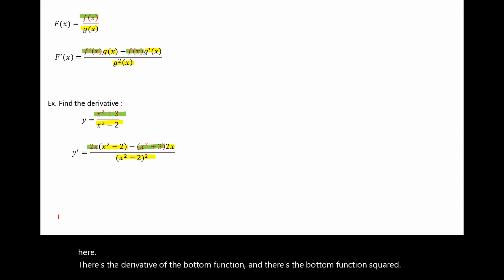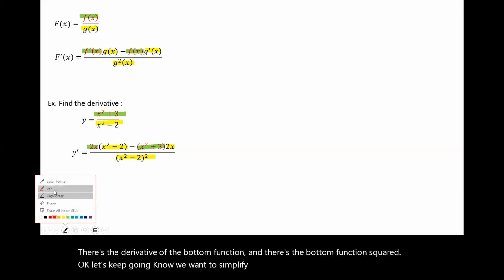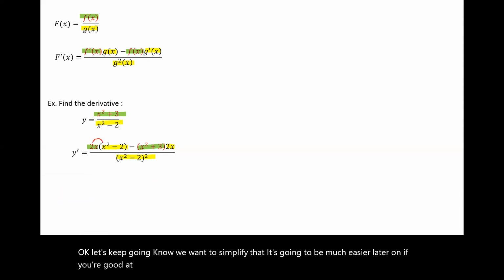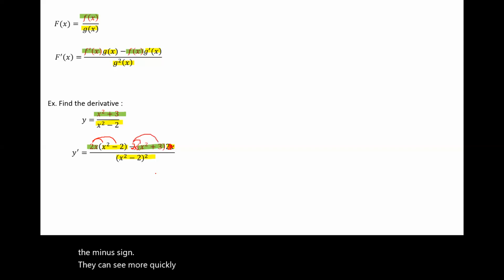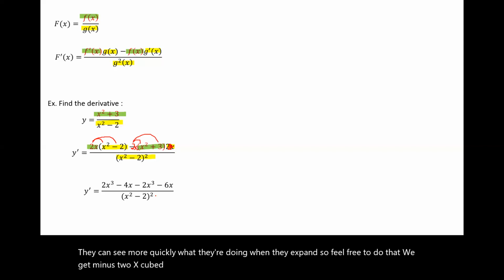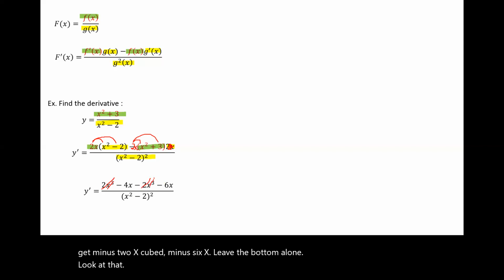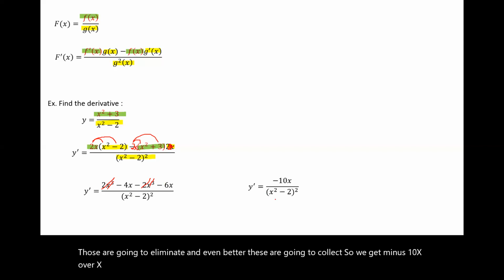Okay, let's keep going. We know we want to simplify that. It's going to be much easier later on if we're good at this. So 2x cubed minus 4x. Some people find it easier, instead of putting the 2x here, to put it out front with the minus sign. They can see more quickly what they're doing when they expand, so feel free to do that. We get minus 2x cubed minus 6x. Leave the bottom alone. Oh, look at that. Those are going to eliminate, and even better, these are going to collect. So we get minus 10x over x squared minus 2 squared.